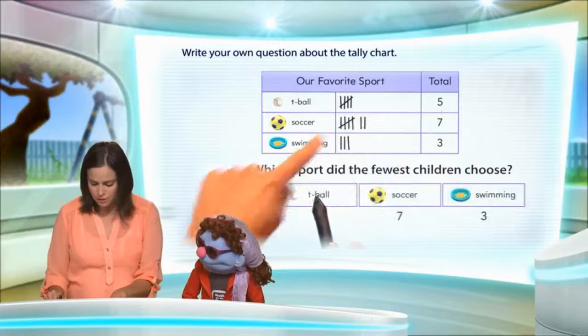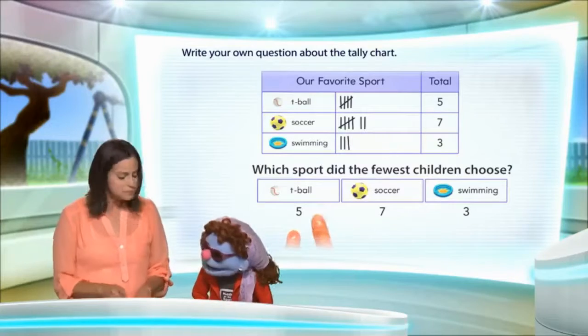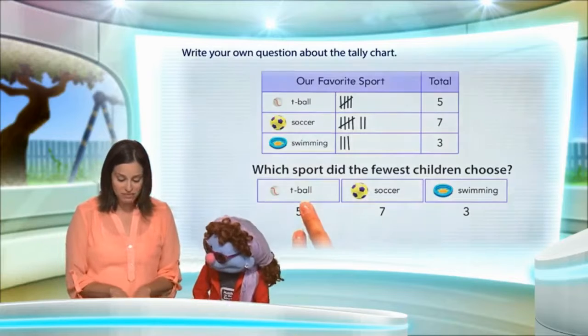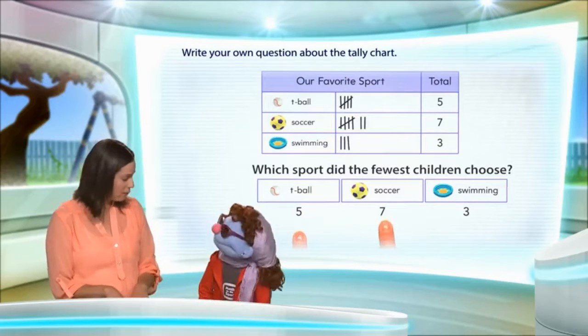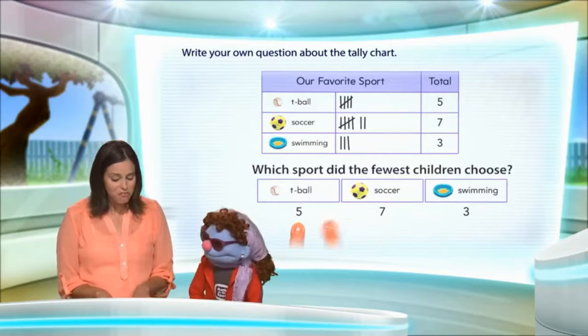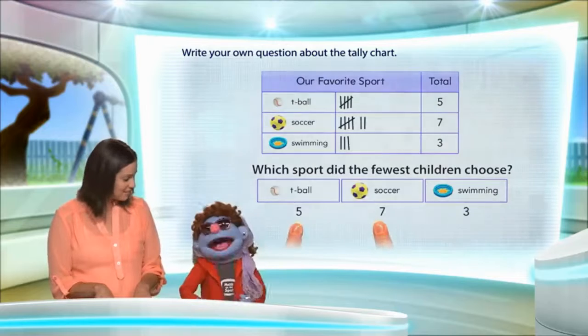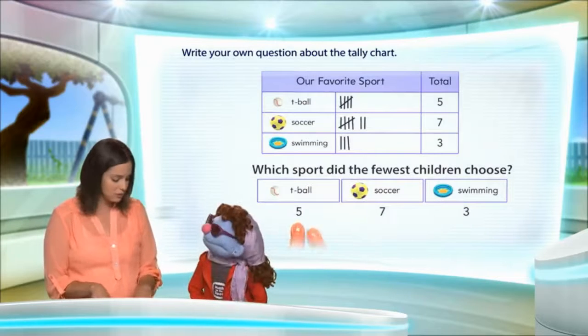I'm just going to organize my information a little bit better down here. We know that 5 children chose t-ball. 7 chose soccer. Now, 5 is less than 7. Yes, it is. And we're trying to find the fewest.